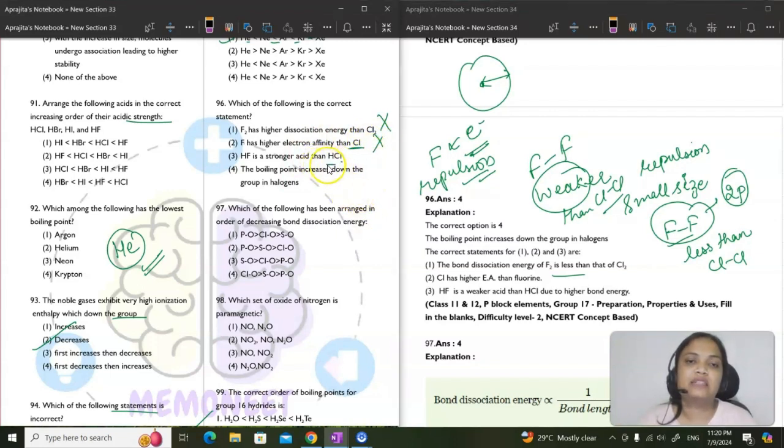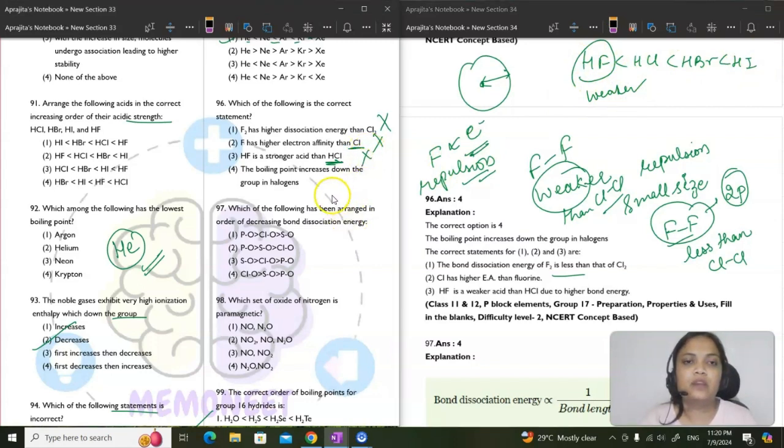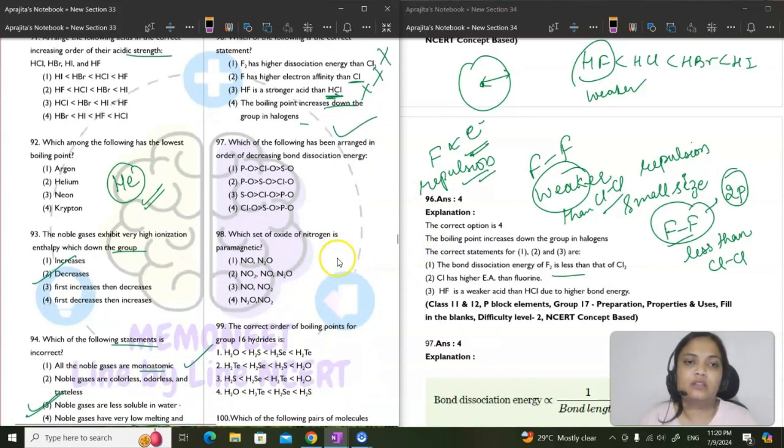HF is a stronger acid than HCl. This is also wrong, as we have just seen that the acidic strength increases when we move down the group. So of course HF is a weaker acid than HCl. Boiling point increases down the group in halogens. So that is true. Yes, boiling point increases down the group because of more van der Waals interactions. So the fourth answer is correct.